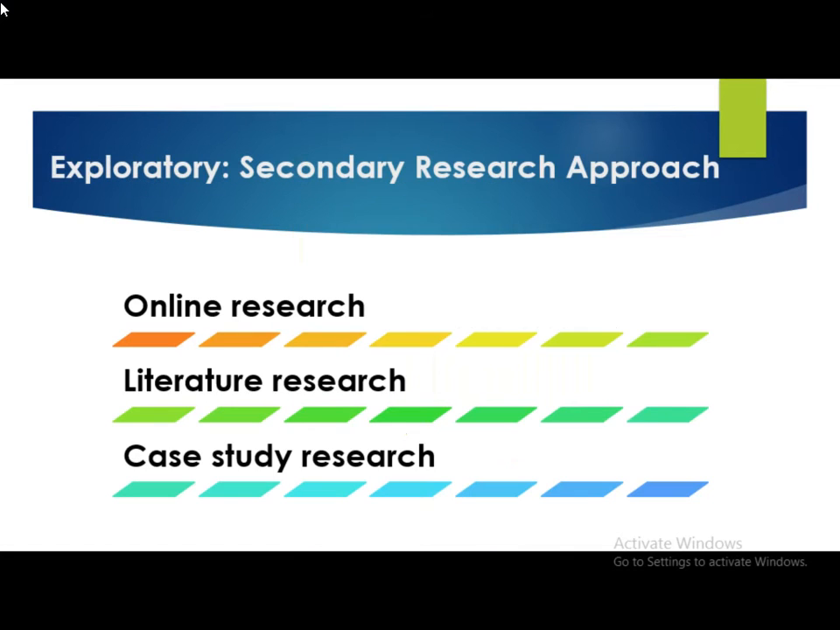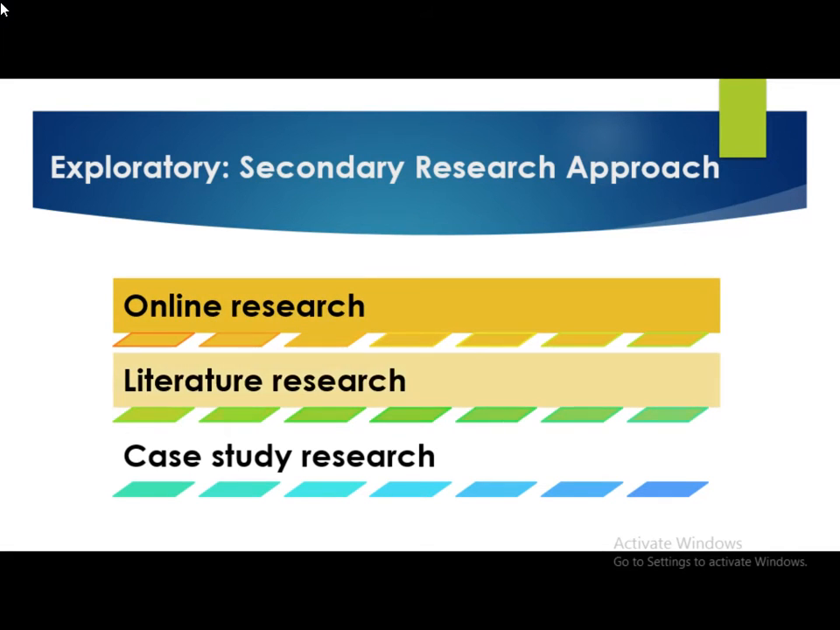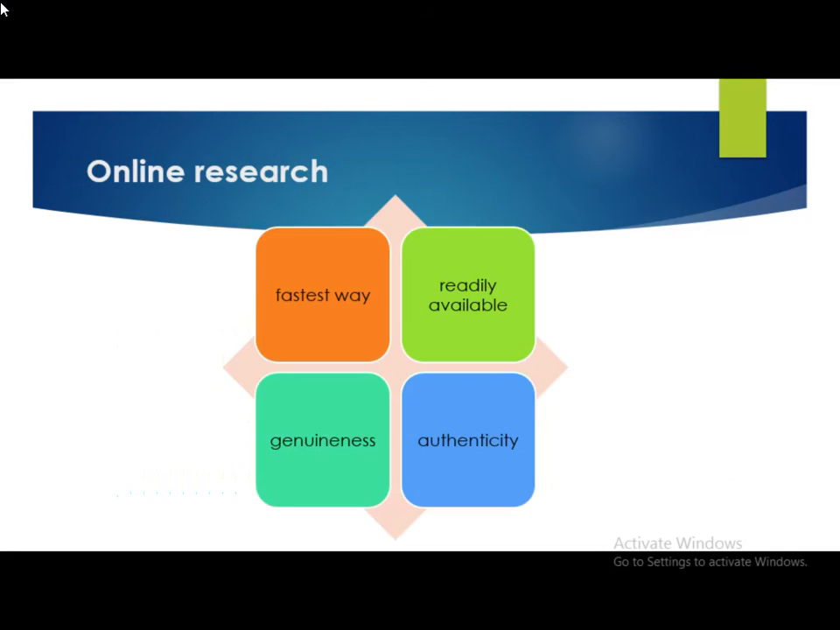Now we will move towards the next approach, that is exploratory research using secondary approach. Up till now we have seen five approaches, that is, primary research approaches. Now we will see secondary research approaches. Secondary research approaches can be subdivided into three parts: online research, literature research, and case study research. Now we will see each and every method one by one. So online research, literature research, and case study research. Yes. So we will start with online research.